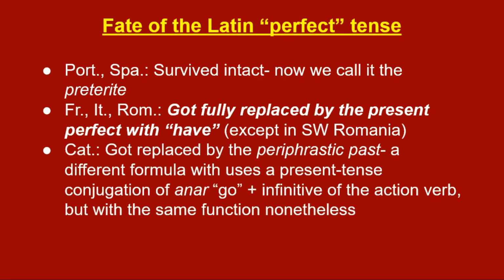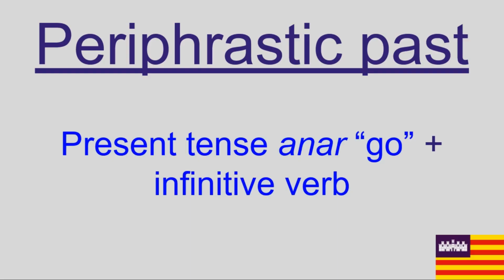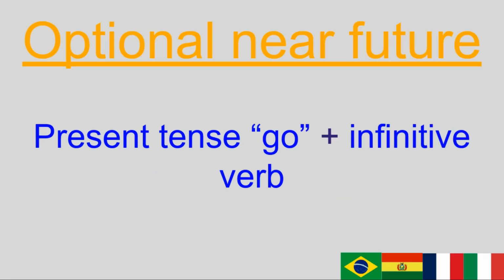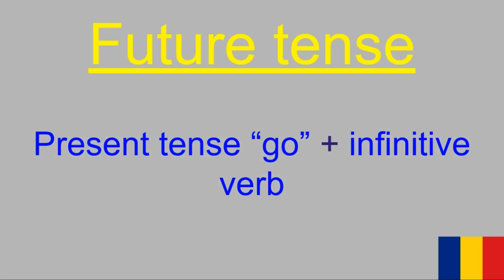Meanwhile, in Catalan, they developed something called the periphrastic past, which is where they conjugate the verb anar, meaning go, in the present tense, followed by the action verb in the infinitive. And yeah, this makes very little intuitive sense, especially considering how a lot of other languages use that exact construction optionally to express the near future, and it's the main way to express the future in Romanian.